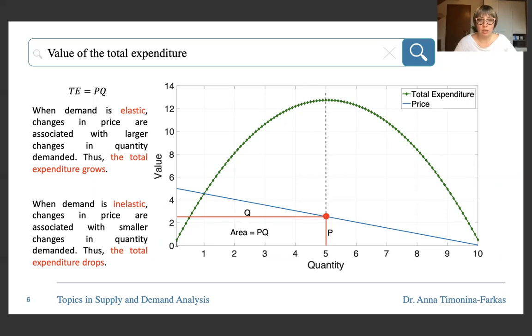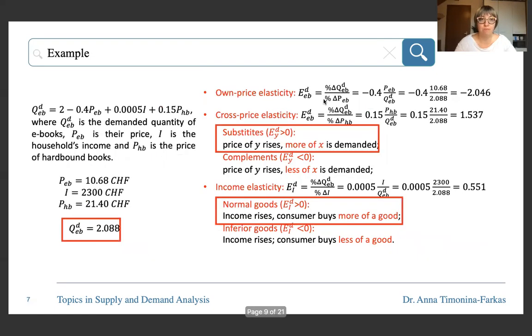What it means is that in an area where the demand is elastic, we are multiplying the change in price by a larger Q, and we are increasing total expenditures. But in an inelastic demand case, we are multiplying the same change in price by a smaller Q, and that is why we are in a decreasing setup. So the total expenditure looks like a bell-shaped function, and it is increasing until the point where the demand switches from elastic to inelastic.